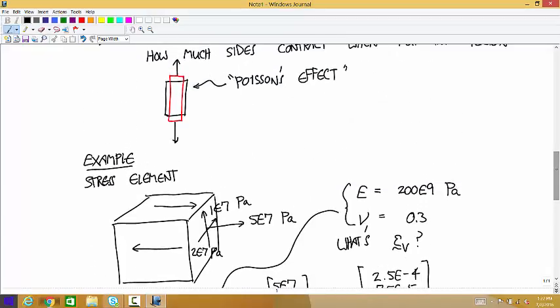And by the way, these numbers represent steel, and there's different kinds of steel. They all have about the same Young's modulus, and there's some differences in the Poisson's ratio. They vary a little bit between 0.25 and 0.3 or something.